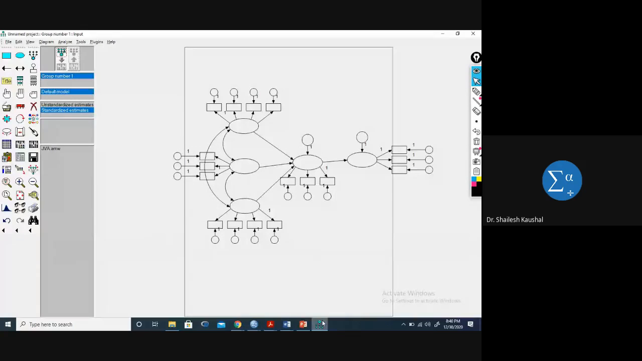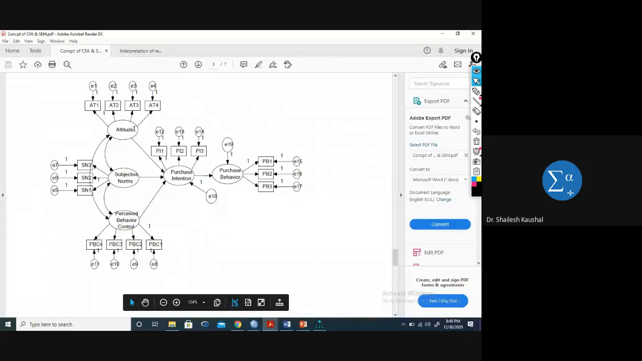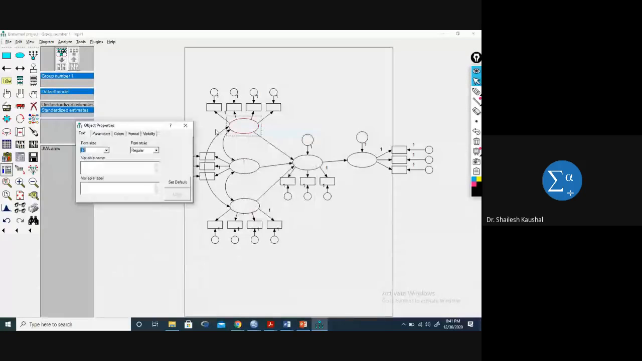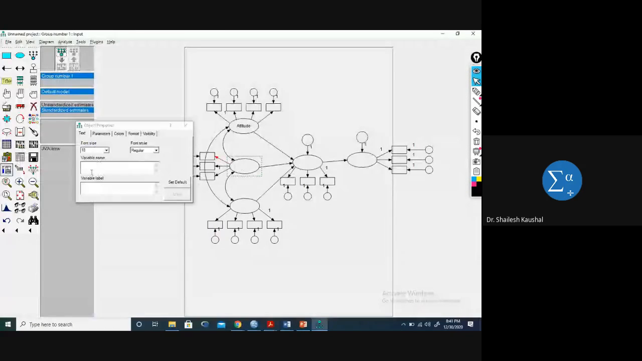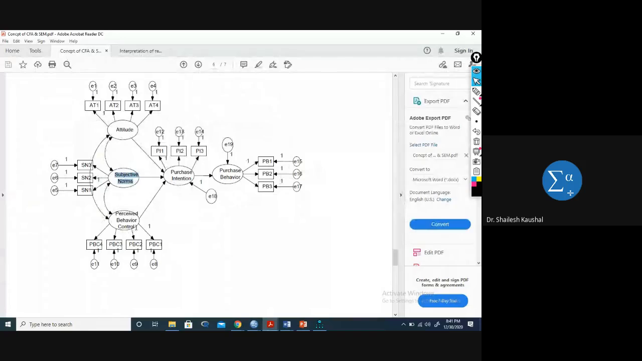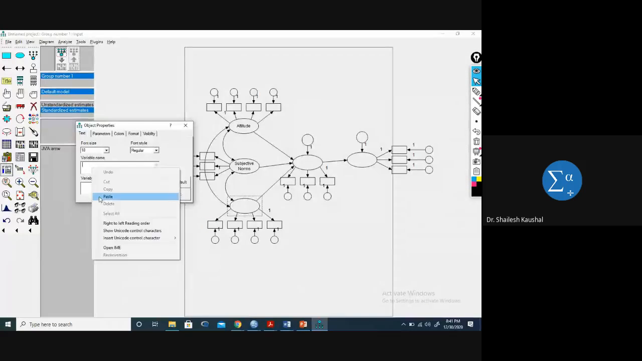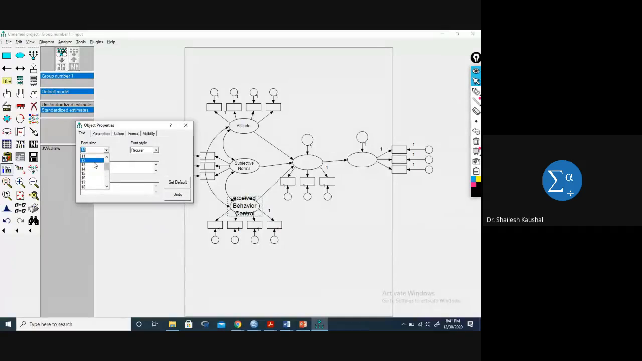I will name all the constructs. First of all, I am taking attitude, right click, and naming it attitude. My second construct name is subjective norm, I copy and paste it here. And third, my variable name is perceived behavior control, copy and paste and resize.